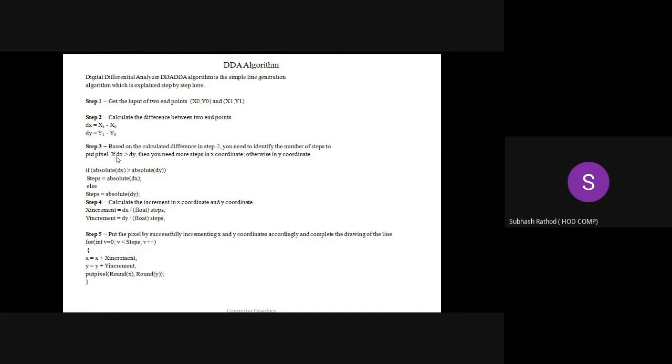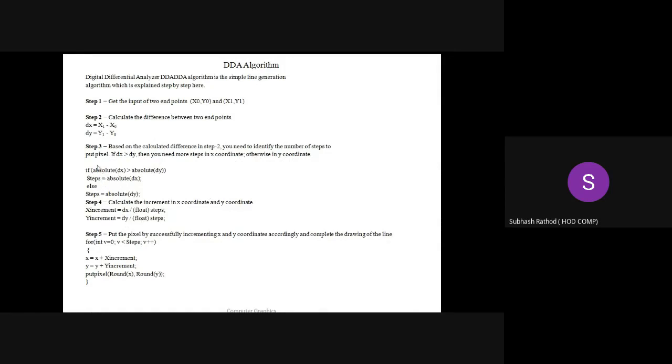Step 3, based on the difference calculated in step 2, you need to identify the number of steps to put a pixel. Let's apply the condition: if dx is greater than dy, then you need to take more steps in the x coordinate, otherwise in the y coordinate. So let's see the mathematical calculation here.